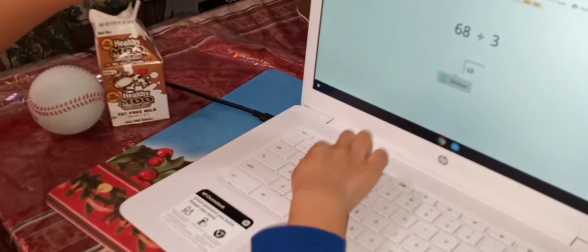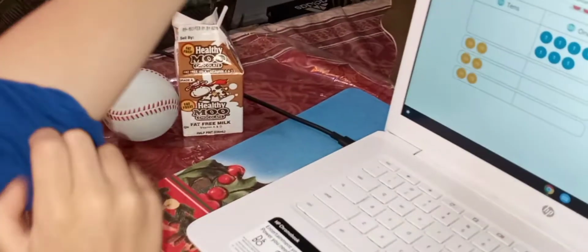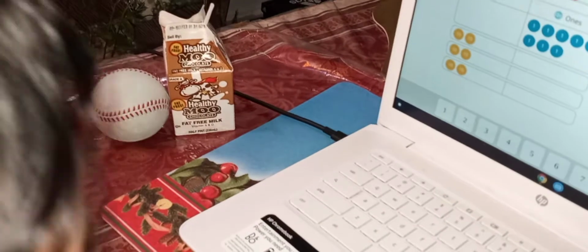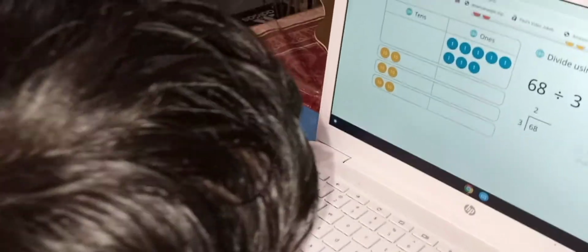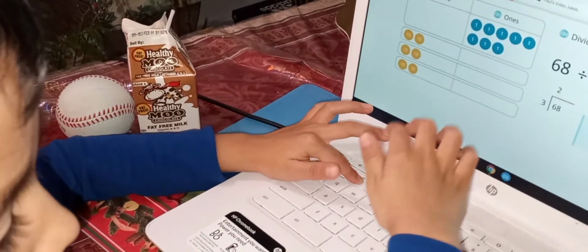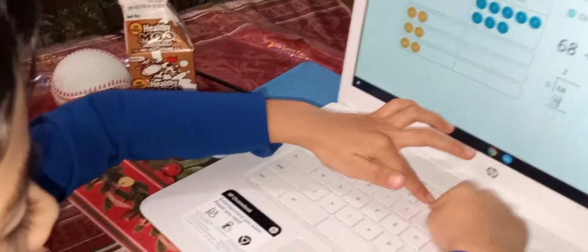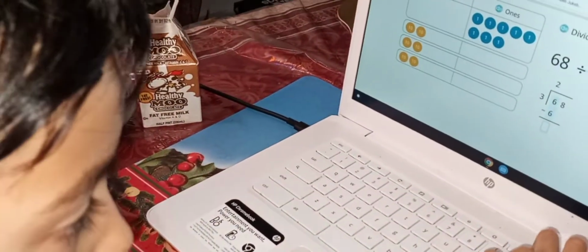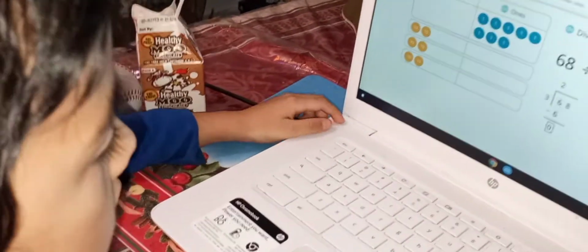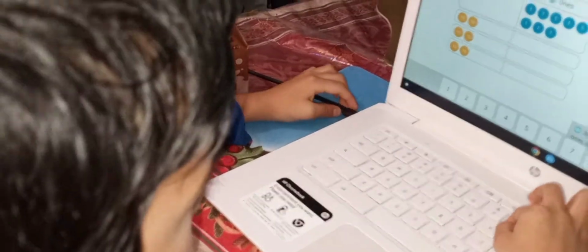68 divided by 3. The divisor is 3. First, you take the 6, the first number, the tens. 6 divided by 3. What's the answer? Now you do 3 times 2 or 2 times 3. What's the answer? You write it down there. 6 minus 6 equals? And then you bring down the 8 ones that's left.